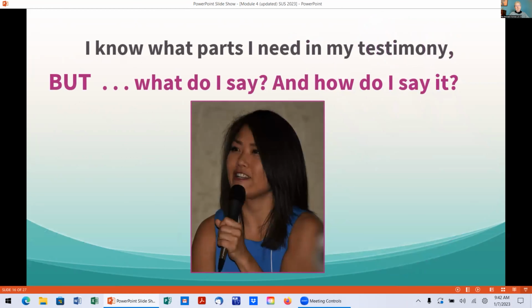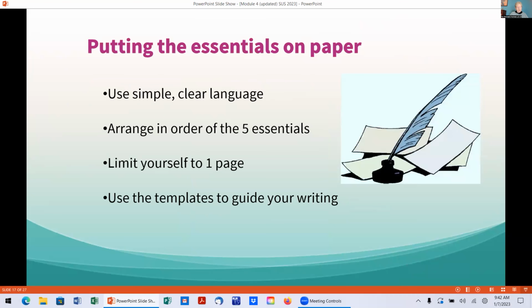Okay, so you know the parts that you need for your testimony. You have those 5 components. But so what do you say? And how do you say it? Let's focus a little bit more on that content. We're not going to spell out any positions for you. But we're going to give you some time at the end of this session where you can work on your positions. We just want you to be comfortable on how to put it together.